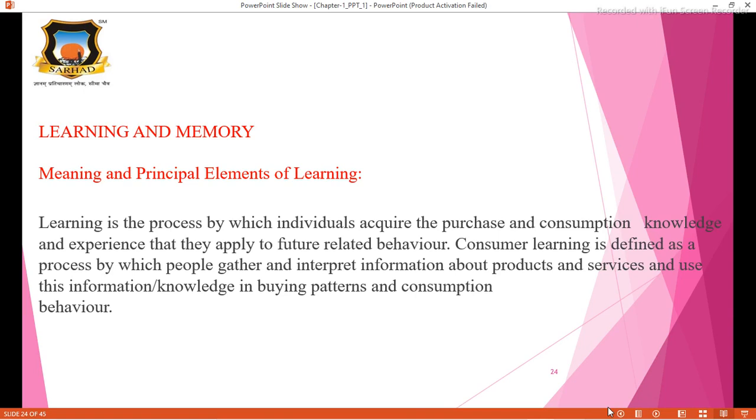Consumer learning is defined as a process by which people gather and interpret information about products and services and use this information or knowledge in their buying pattern or consumption behavior.